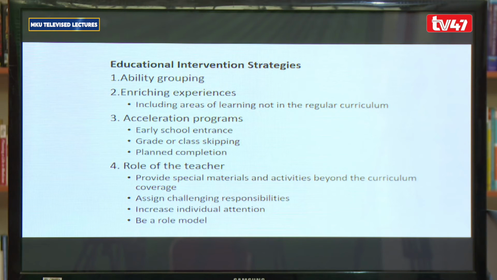When we talk about acceleration, what are we talking about? We're saying that we do not limit them to go to school only when they are 6 years. For example, here in Kenya, we talk about 6 years.